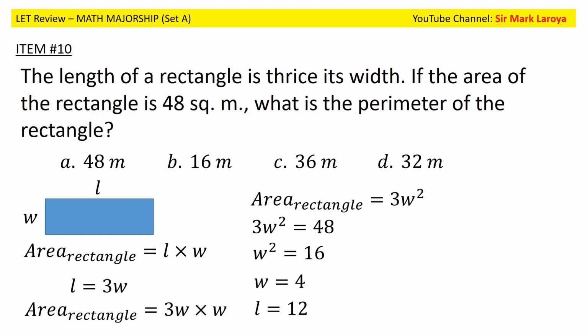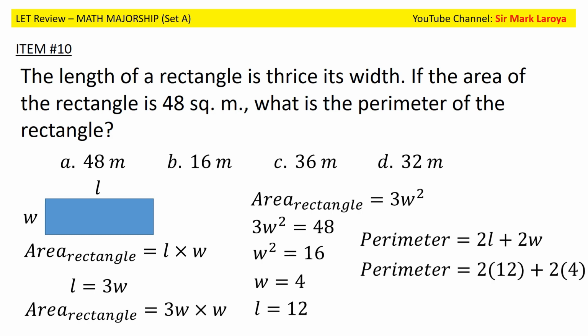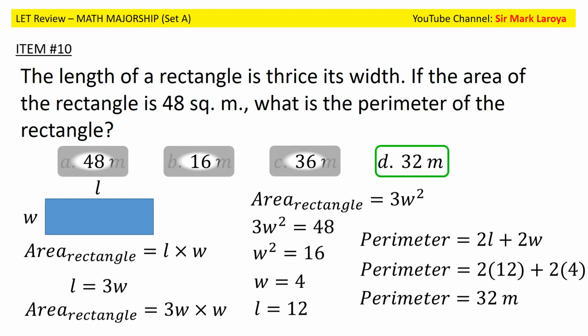Now, for the perimeter of our rectangle, we know that the perimeter of the rectangle is equal to 2 times the length plus 2 times its width. So, 2L plus 2W, substitute lang natin yung values ng L and W. Perimeter now is equal to 2 times 12 plus 2 times 4. And that will give us 32 meters. So our answer here is letter D, 32 meters.